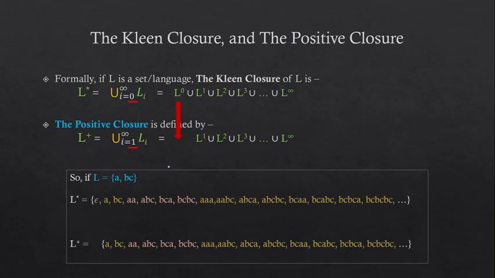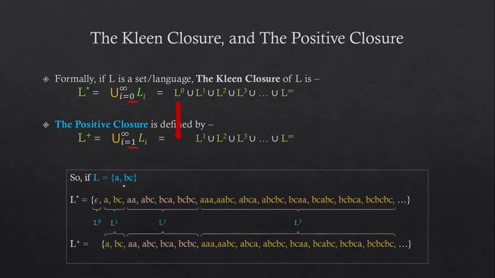Note that the positive closure does not have the string epsilon, because that is the zeroth power of L. All the higher powers are present in both sets. So the only difference between the Kleene closure and the positive closure is that the positive closure does not contain the empty string, unless the empty string is already a member of the original set.